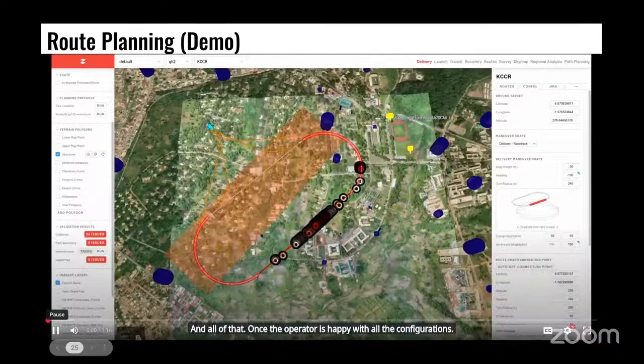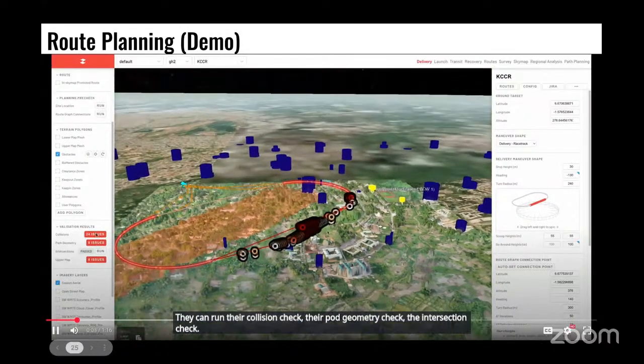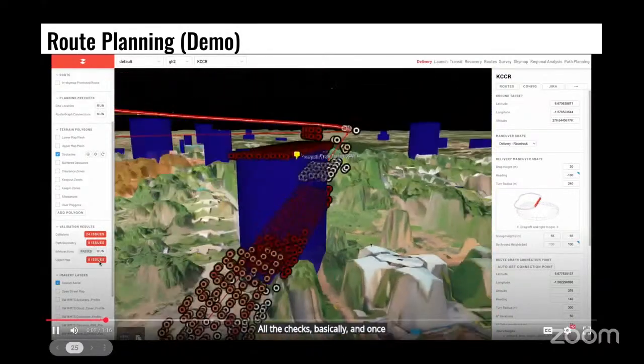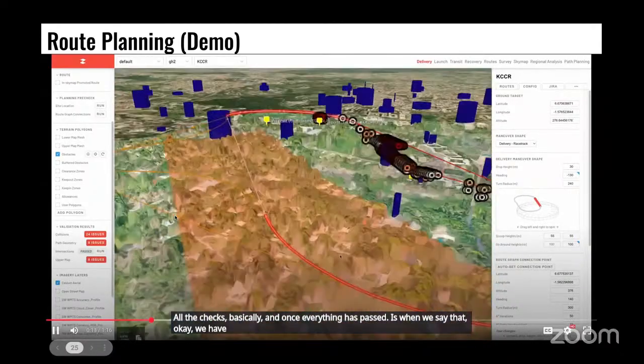Once the operator is happy with all the configurations, they can run the collision check, the path geometry check, the intersection check, all the checks basically. And once everything has passed, is when we say that okay, we have our route.